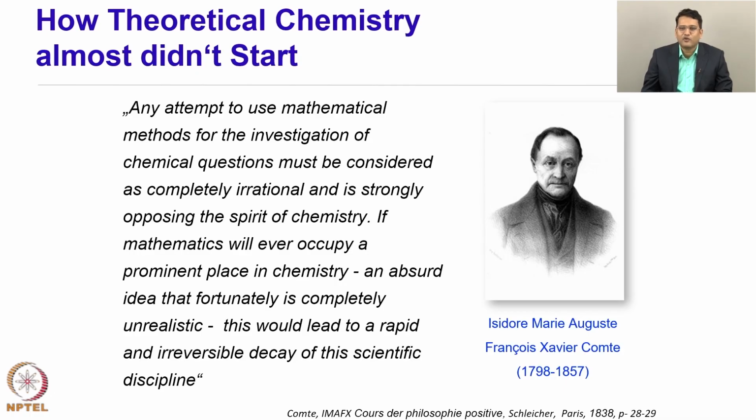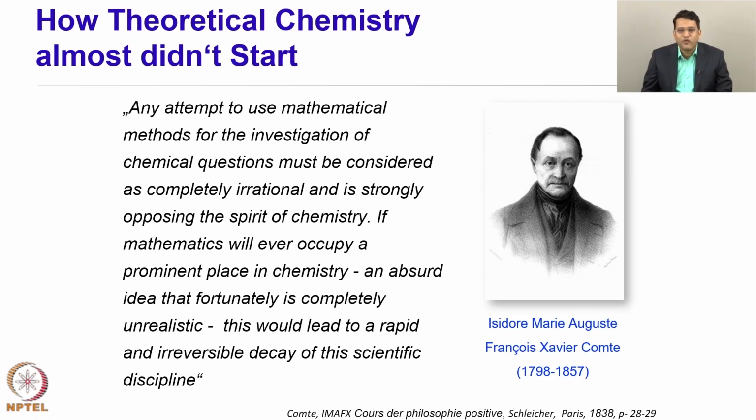This French philosopher, whose name I can never pronounce, in 1838 said that any attempt to use mathematical methods for the investigation of chemical questions must be considered completely irrational and strongly opposed to the spirit of chemistry. If mathematics will ever occupy a prominent place in chemistry, an absurd idea that is fortunately completely unrealistic, this would lead to a rapid and irreversible decay of this scientific discipline. If this is true, then what are we going to do in this course?